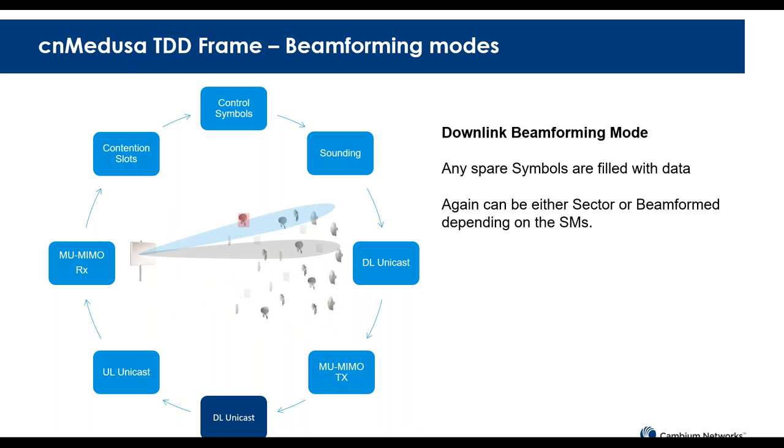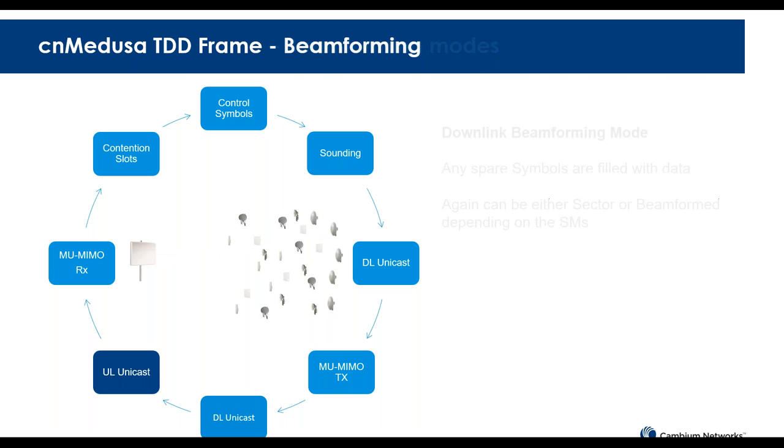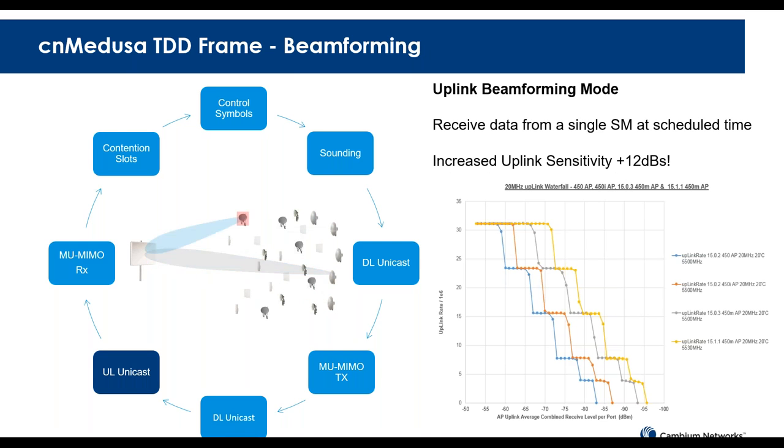So this concludes the downlink portion of the frame. At this point, the uplink portion starts. And the first mode in the uplink direction is the uplink unicast. In the uplink unicast, the access point is receiving from one subscriber at a time, forming a beam in the direction of that subscriber. Because all the antennas work together to receive from one specific direction, the sensitivity of the access point in the uplink direction is much better.